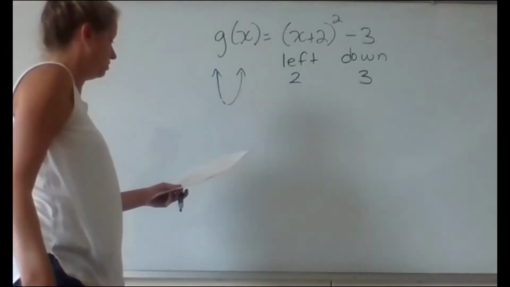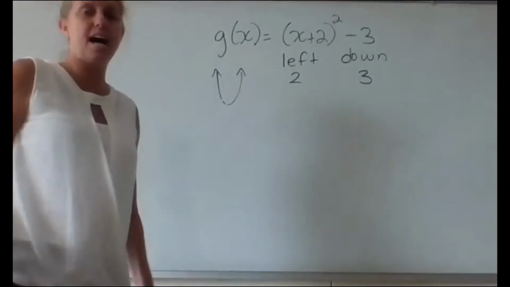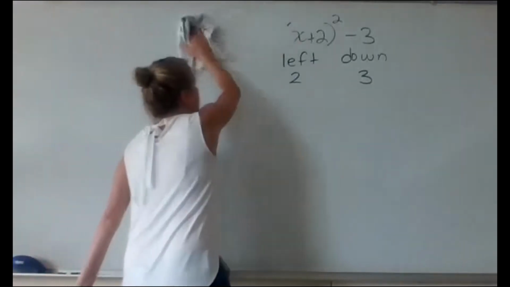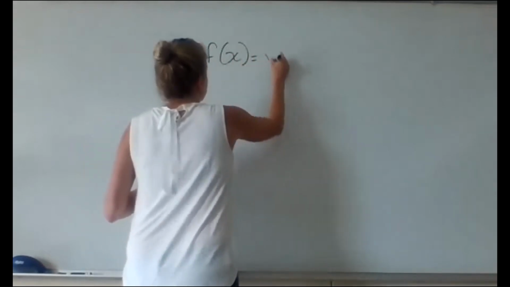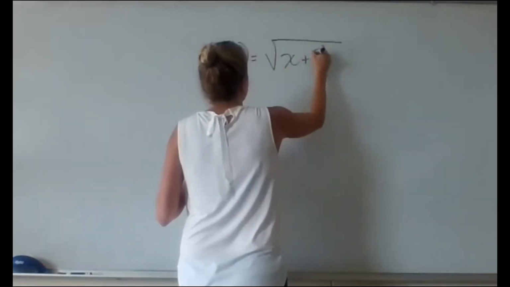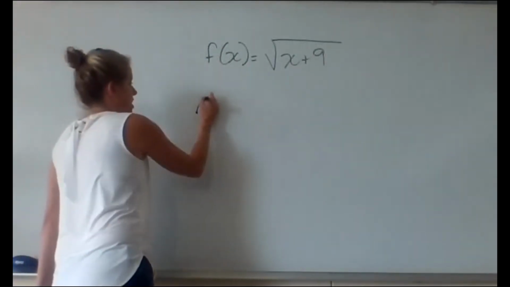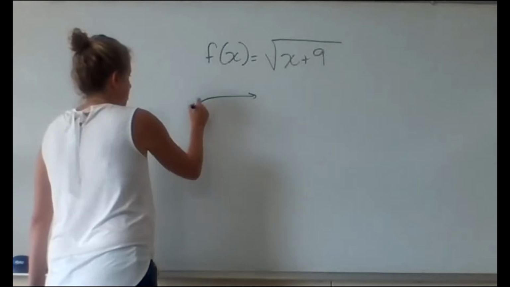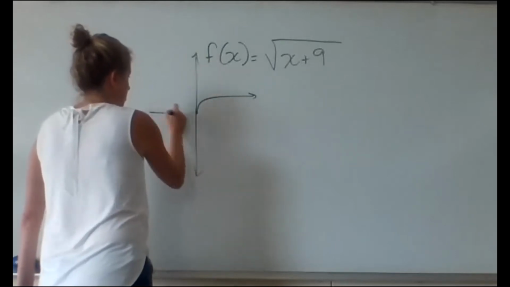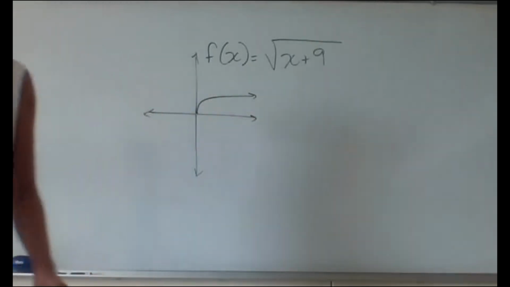Number 6. F of x equals the square root of x plus 9, with the plus 9 still under the square root. And this one's multiple choice. So it's a square root graph, which means it starts off like that. Then that would be right at the origin. So that's what an original graph looks like that hasn't been shifted anywhere.